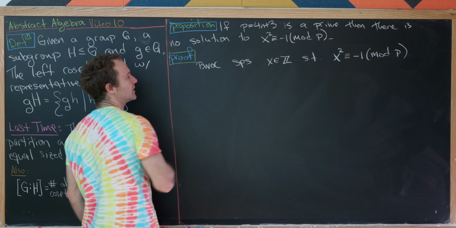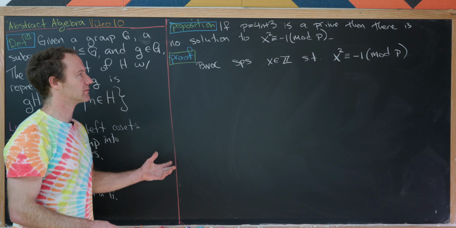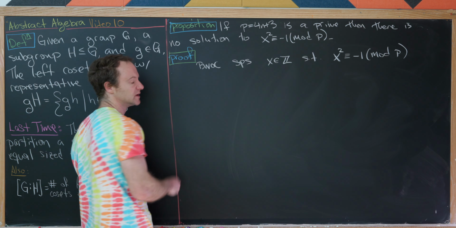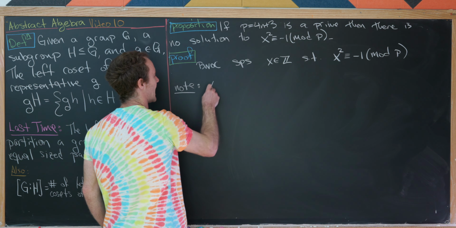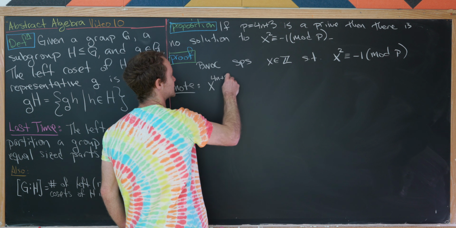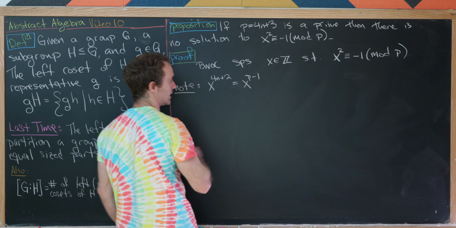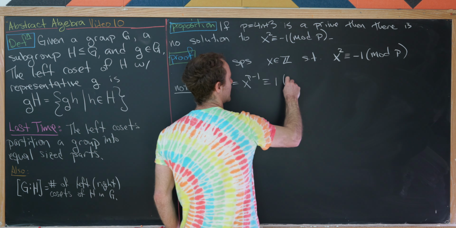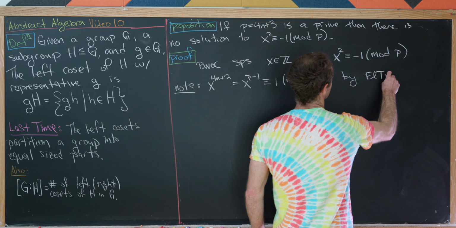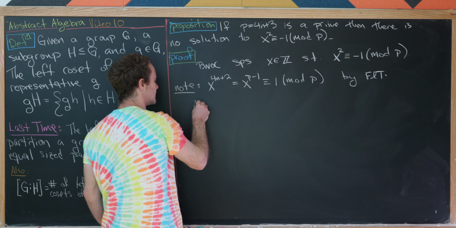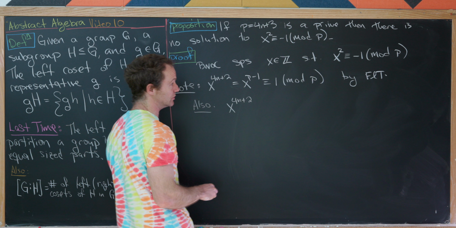So let's do that. But we'll do that by raising our number x to the p minus 1. So let's write that out. Let's note that we have x to the 4n plus 2, which is the same thing as x to the p minus 1, but that's got to be congruent to 1 modulo p, and this is by Fermat's little theorem, like I said before.